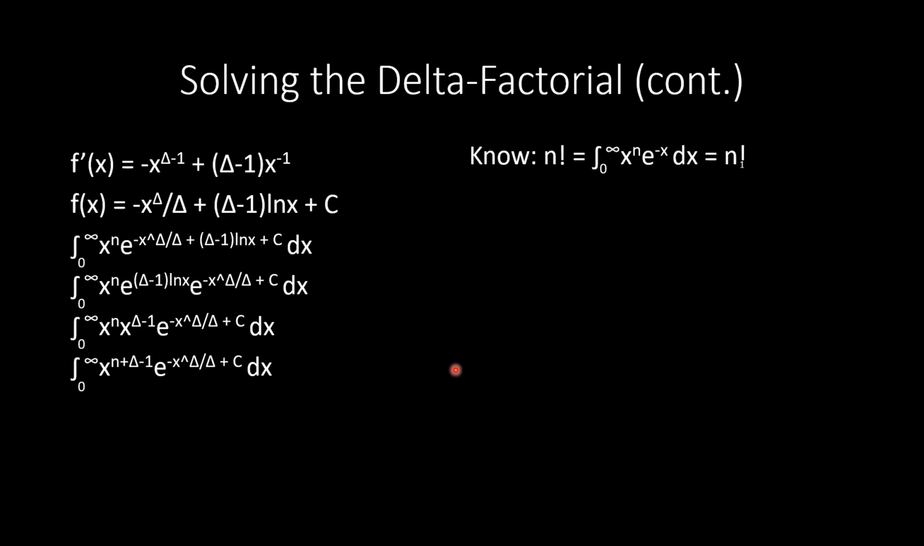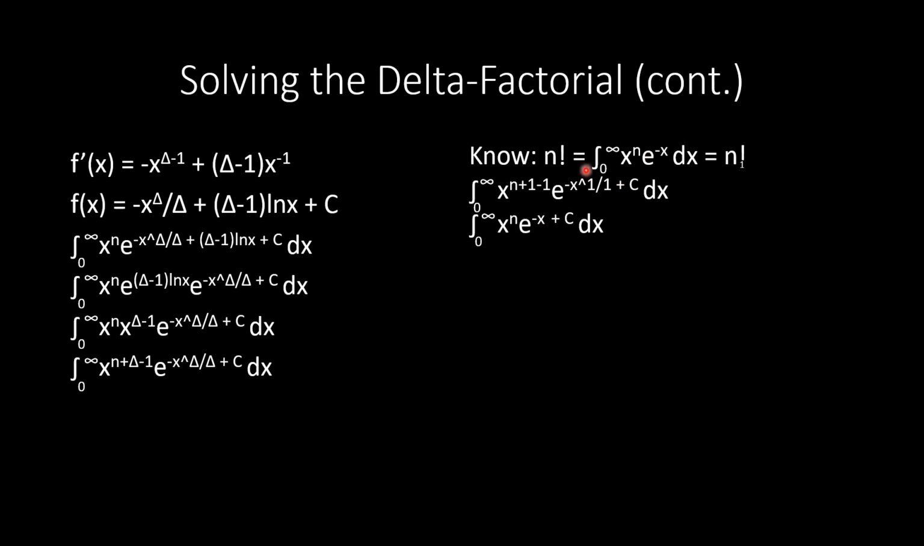And what we do know is the regular factorial. As the regular factorial is the integral of x to the n e to the minus x dx, we know that is a delta factorial with delta equal to 1. So setting delta equal to 1 in our form, we get the integral of x to the n plus 1 minus 1 times e to the minus x to the power 1 divided by 1, plus c. Simplifying, we find that this is equal to the integral of x to the n e to the minus x plus c.